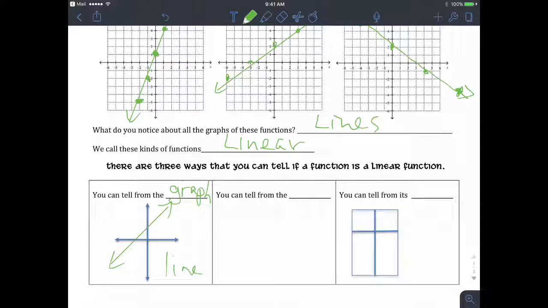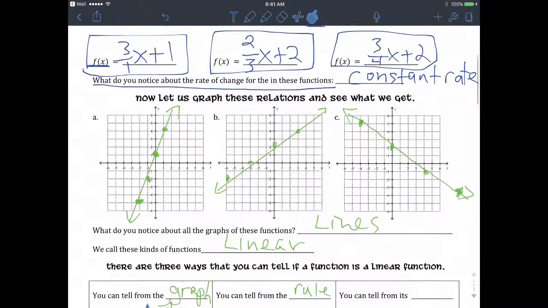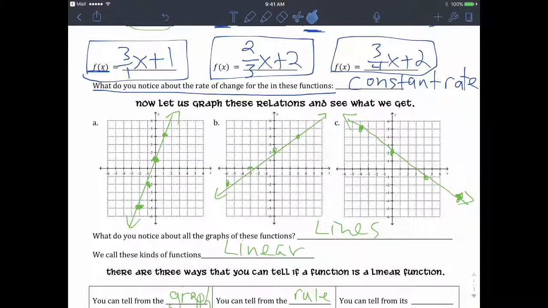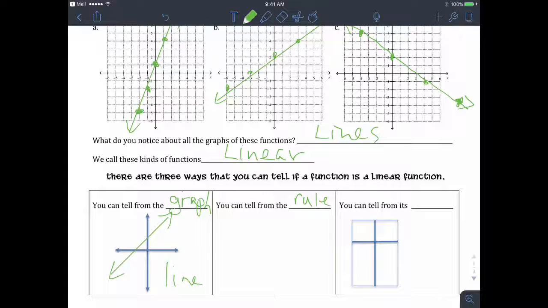You can also tell by the equation or the rule or the function. Now, if you look at all these rules up here, you can see that each of them has something in common. The thing they have in common is that they all have x to the 1 power. So let's write that down at the bottom: in the rule, if you have x to the 1 power, it is linear.